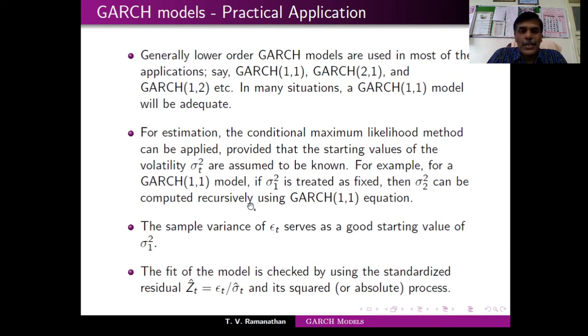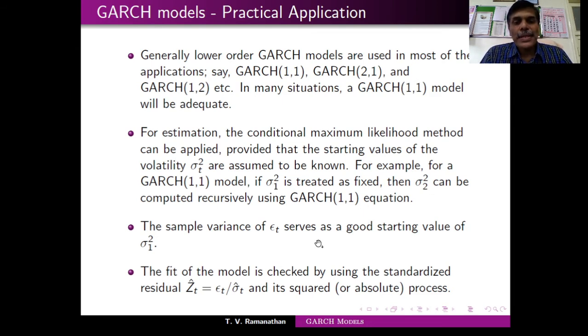For example, for a GARCH(1) model, we need to have sigma 1 square treated as fixed, then sigma 2 square can be computed recursively using the GARCH(1) equation. Because there is a sigma 0 square that will come when t equals 1. And what is sigma 0 square? Of course, this is like 1 and 2. You can also have 0 and 1, etc.